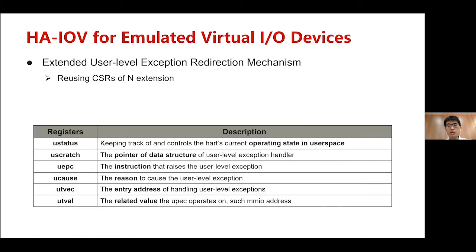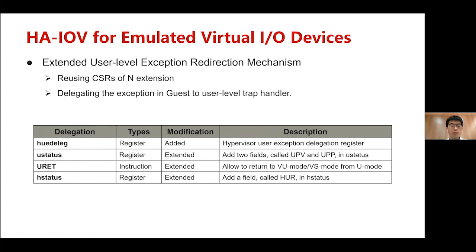To directly redirect exceptions from the guest to the host user space, we extend the N extension. The N extension is for adding user level exception and interrupt handlers. In the extension, control state registers such as ustatus, uscratch, etc. are used as shown in the following tables, so we no longer detail them here. The user level exception handler defined in the extension can only process exceptions in U mode. We here extended the N extension to be able to handle exceptions raised in the guest. First, we added a new CSR, hudeleg, to allow exceptions raised in the guest to be delegated.